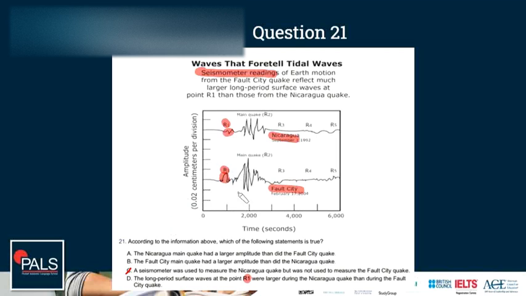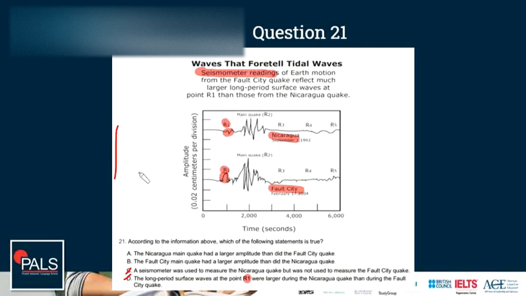Now, we can definitely see Salt City larger than Nicaragua, so let's exclude answer D. So A or B: Salt City main quake had a larger amplitude, or Nicaragua main quake had a larger amplitude. So what is an amplitude?